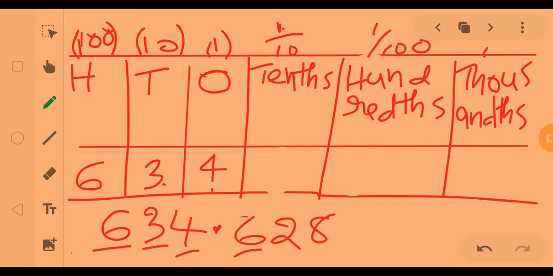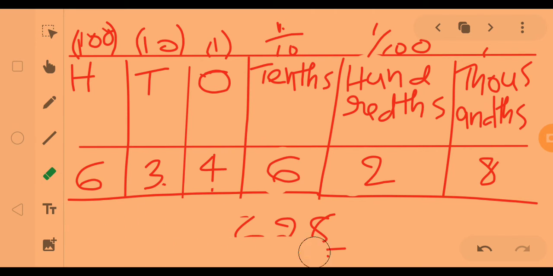And here 6 is the tenths place digit, so we give 6 in the tenths place. And 2 is the hundredths place digit, so we give 2 in the hundredths place column, and 8 is the thousandths place digit, so we give 8 in the thousandths column. So this is how we give 634.628 in the place value table.